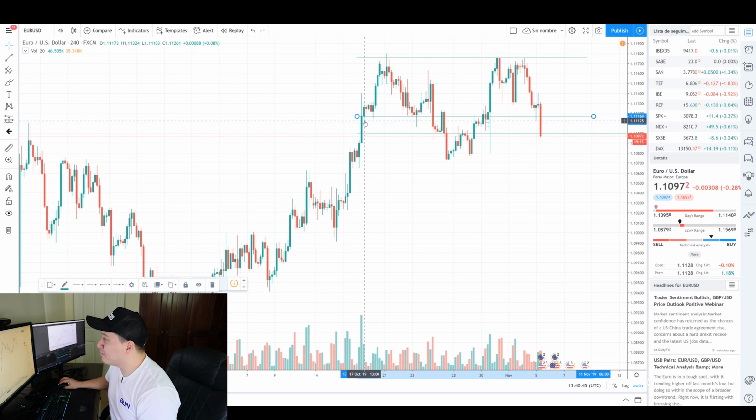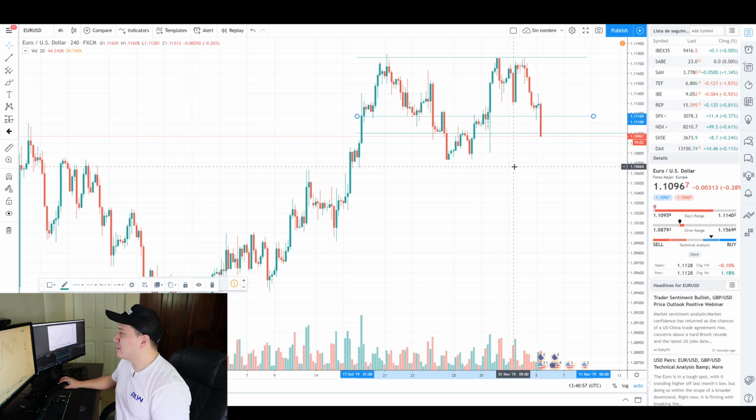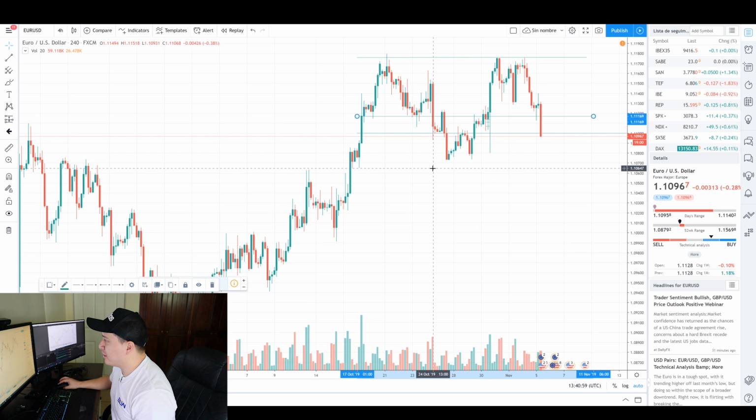This one was respected here, and then here, and then here, and then here, and then here. It was broken twice in here, but then it got respected again and again. And right now, it broke the resistance. So we move to the next one.